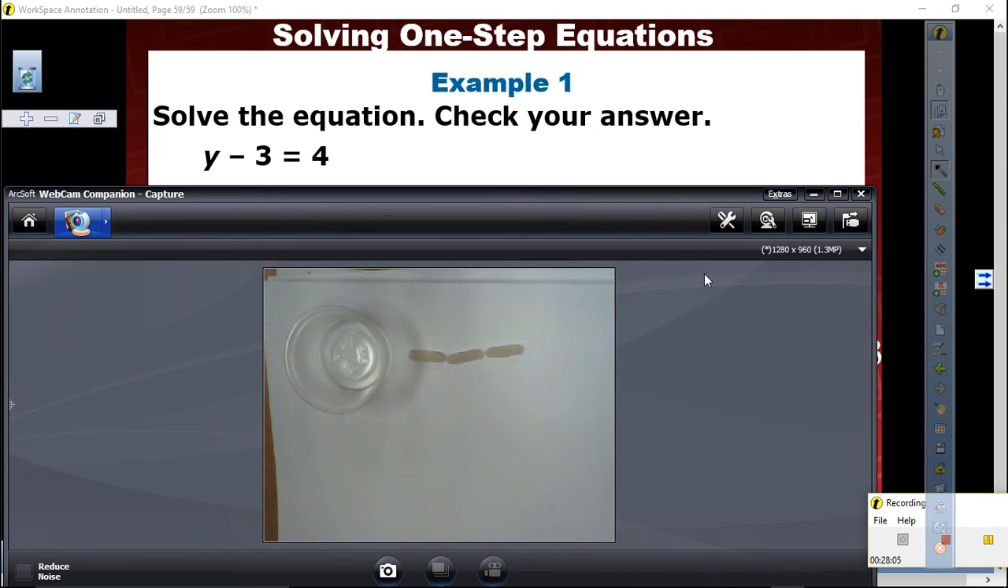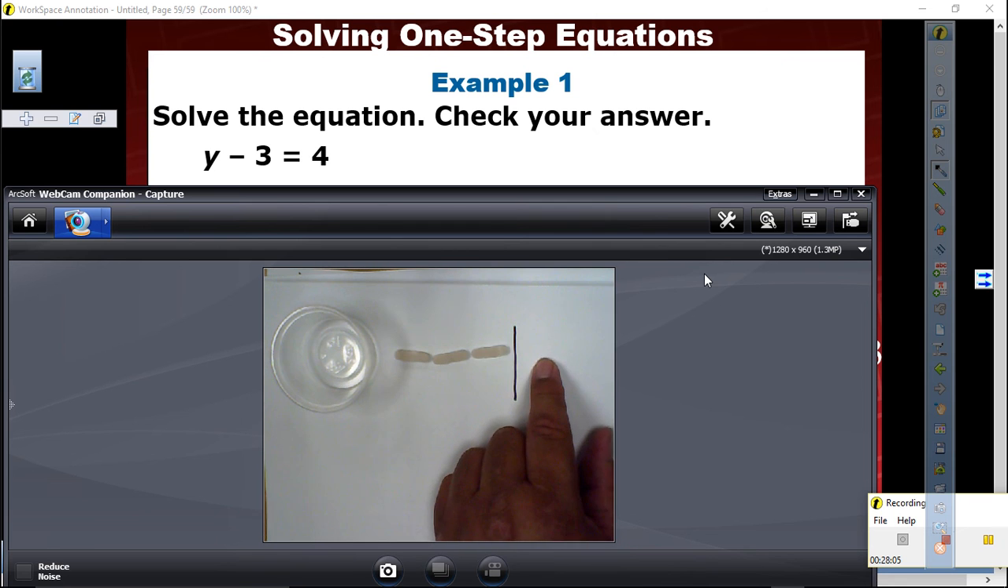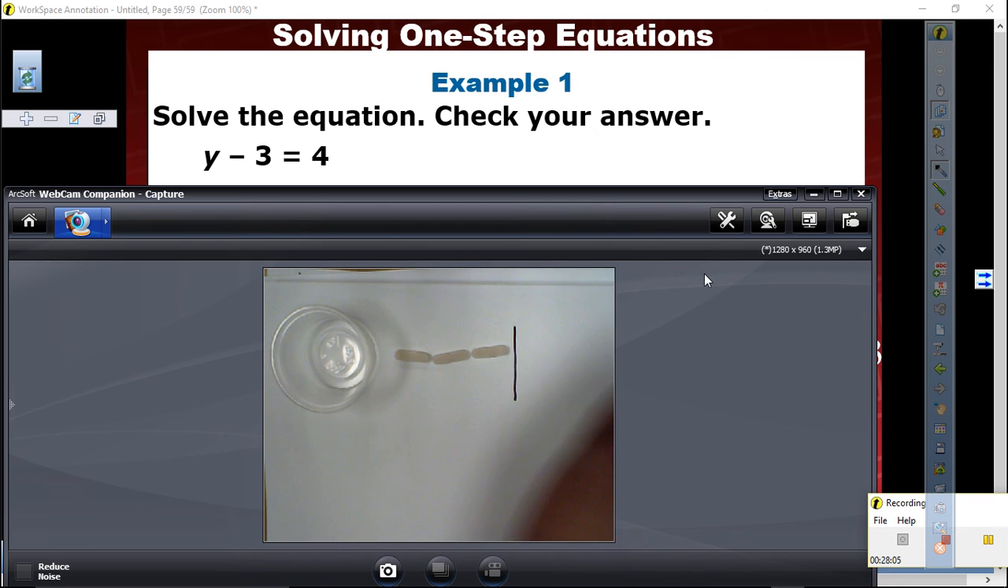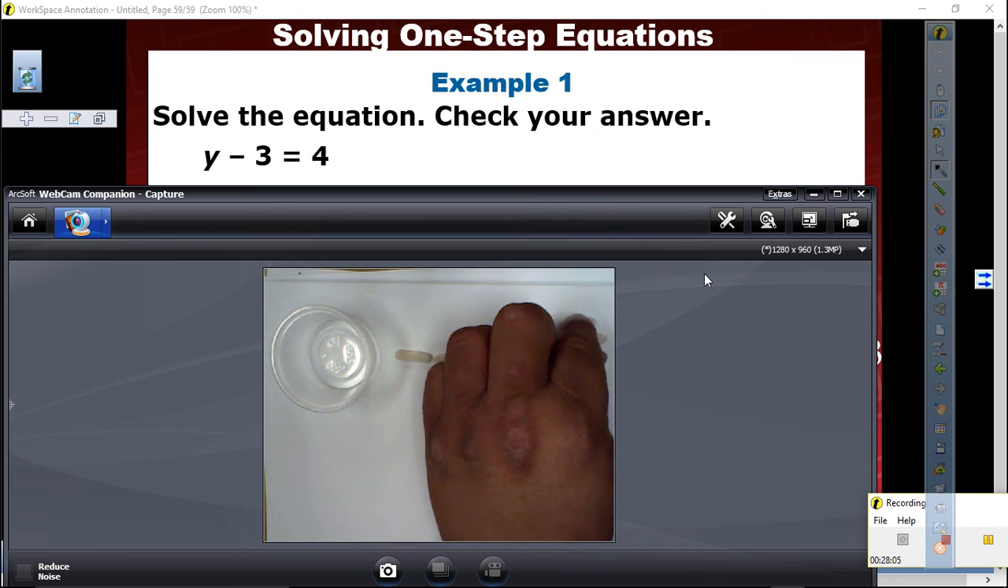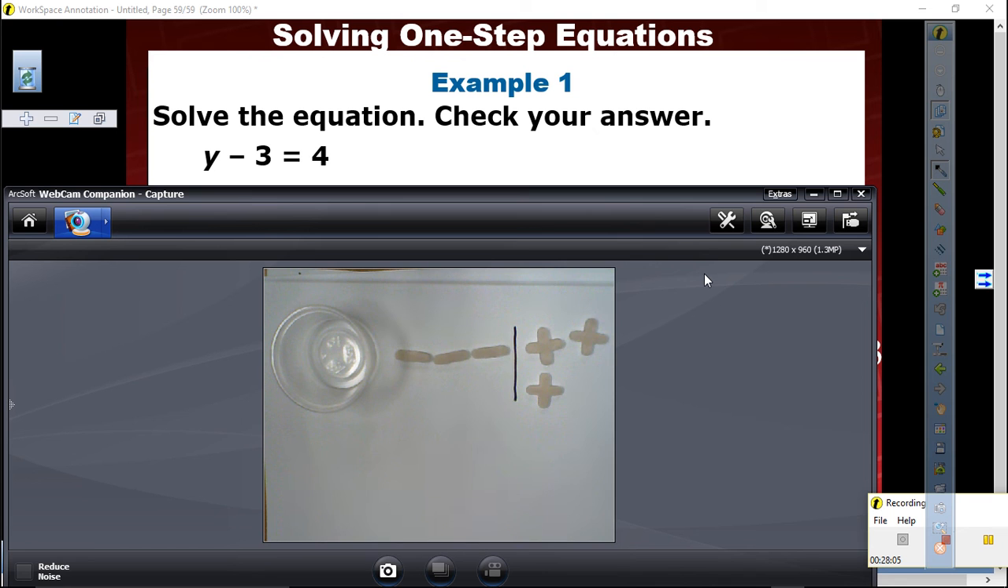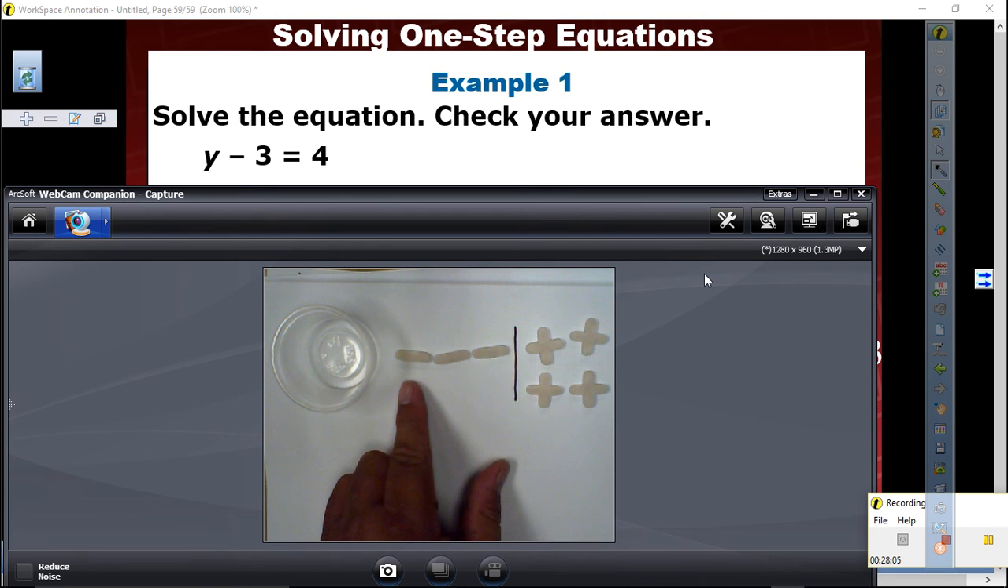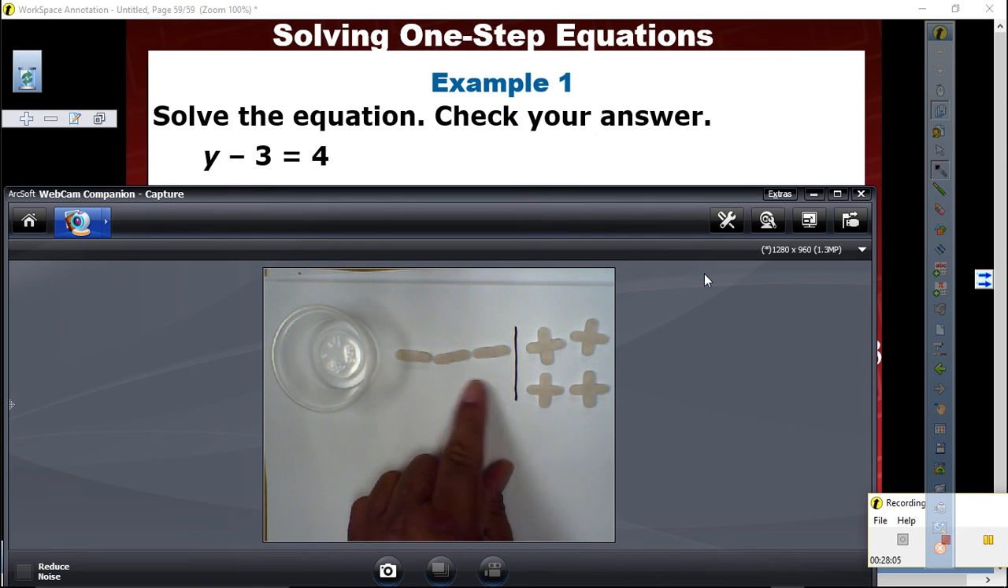Next, the equal sign. How do we represent the equal sign? Draw a line down. There it is. Everybody follow? Okay. Next, what's on this side of the equation, everyone? 4 positives. 1, 2, 3, 4. All right. Therefore, see what I did there? So, what did we do to cancel these right here? Okay, I'll wait.